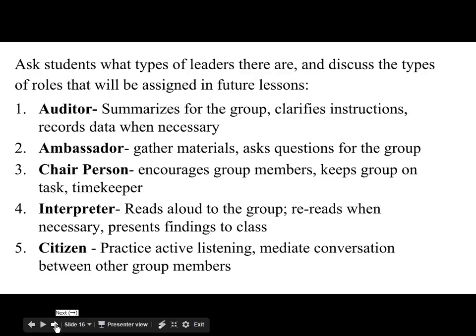So maybe you guys can talk about right now which one you're most comfortable with. What do you feel like you bring strength to do? And the descriptions are on the board. Go. Chairperson. Okay, I'll be the chairperson. Chairperson encourages group members to keep your group on task. I'll be the interpreter. All right, Naomi, your turn.